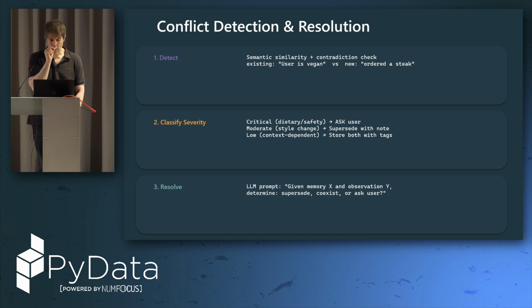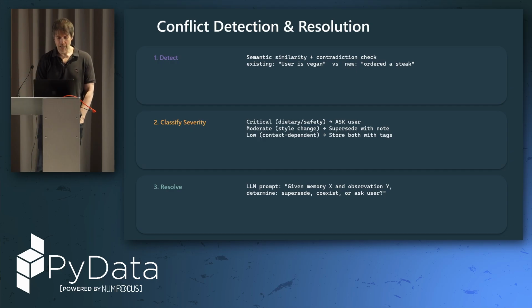Conflict detection and resolution. So again, this needs to happen. Semantic similarity and contradiction check: user is a vegan versus ordered steak. In this particular app, and this is a best practice that we've seen, we're classifying severity. So this is ultimately implemented as a prompt. Obviously, there's a rubric of how you classify different severities. If it's critical, dietary safety, then we're going to ask the user, are you really sure about this? If it's moderate, style change, then we might supersede it with a note, but then it will fall down the hierarchy in terms of recency if it's not reinforced.